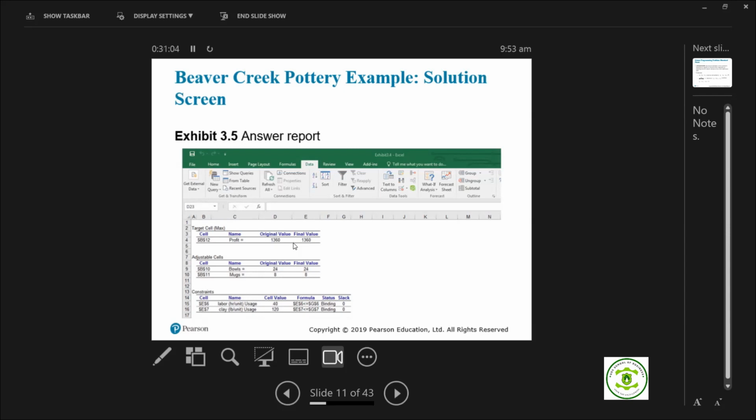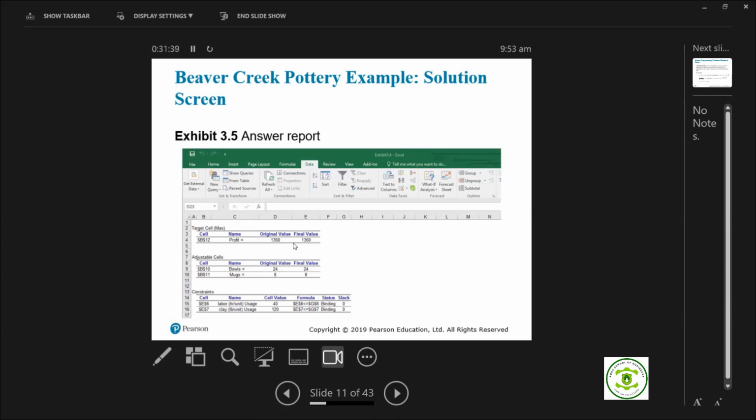This is a profit, the maximum profit. So the first one represents the maximum profit, the optimized value. Remember that the problem was for us to have Click maximize profit. And so the maximum profit that Click can get is $1,360.